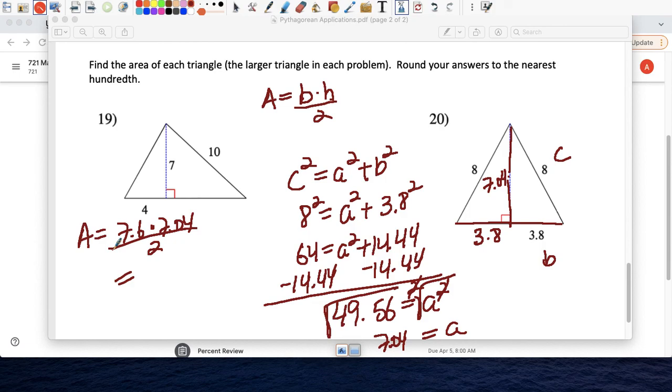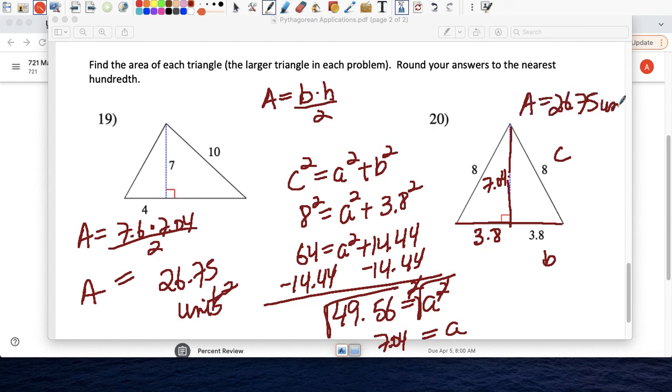7.6 times 7.04, enter, divide by 2, enter. We get 26.75, sorry. We get 26.75 units squared. That's the area of this triangle right here. So area equals 26.75 units squared. Okay, so that was that.